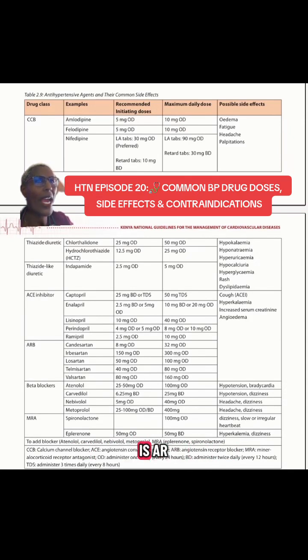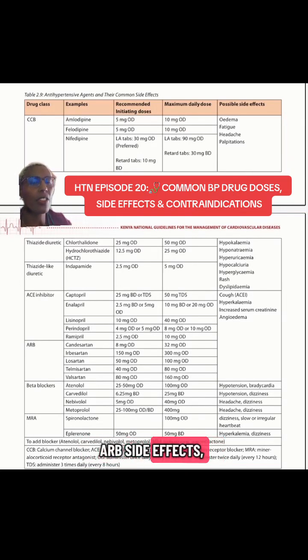Class number 4 is your ARBs. ARBs do not cause a cough. The commonest example we have is losartan. We start at 50 milligrams, maximum dose of 100 milligrams. You also have telmisartan. We start at 40 mg with a maximum dose of 80 milligrams.